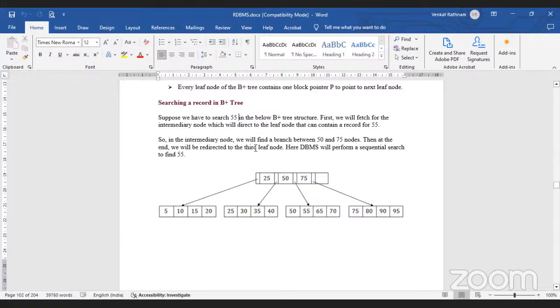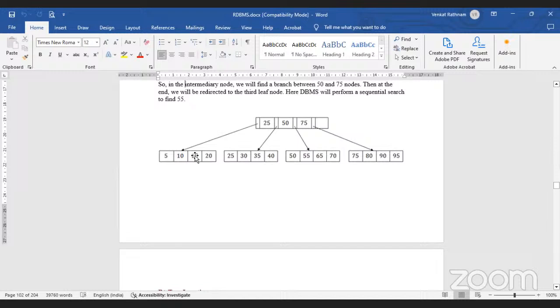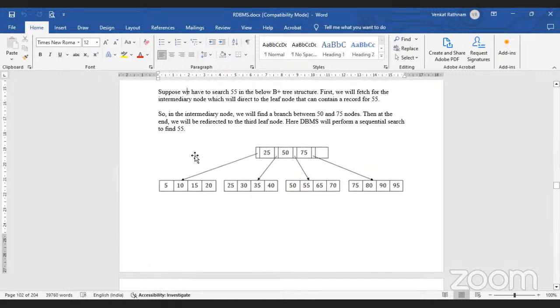In the internal node, you will find the branch between the 50 and 75. Suppose you are unable to find it, you can find the 75. 55 is less than 75, so you can search from the left side of the 75. Then you can easily identify the 55. Like this, you can insert the values and search the values in the B plus tree.